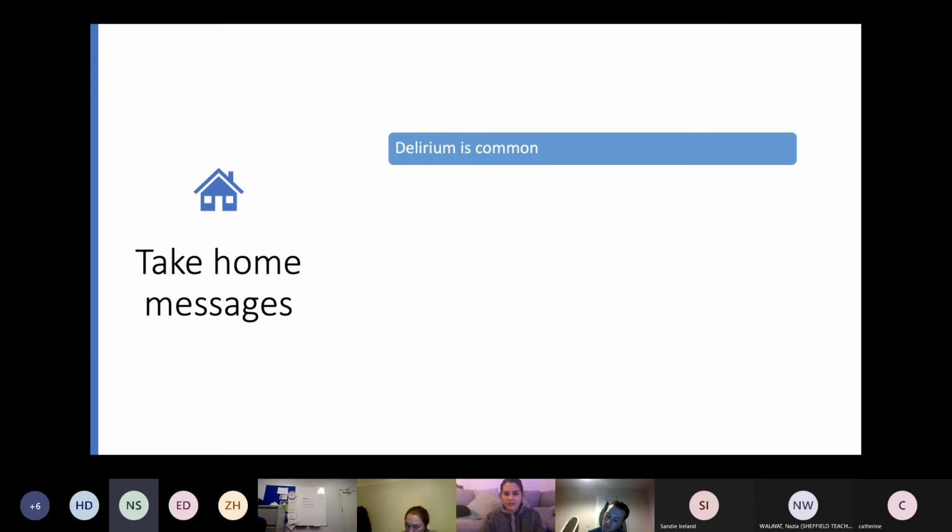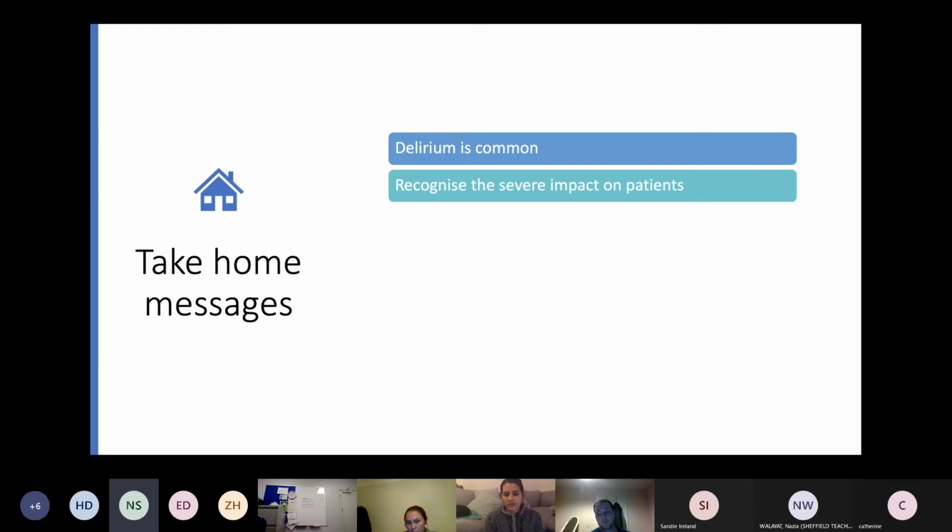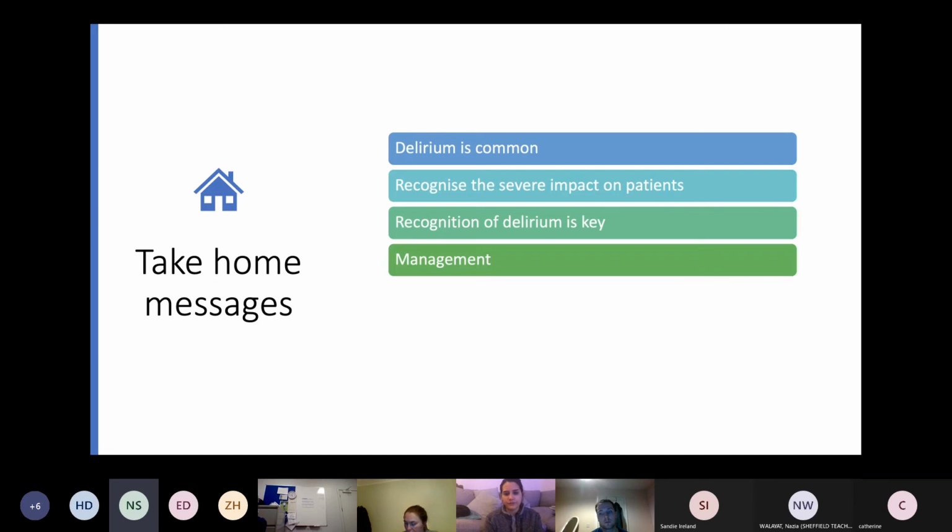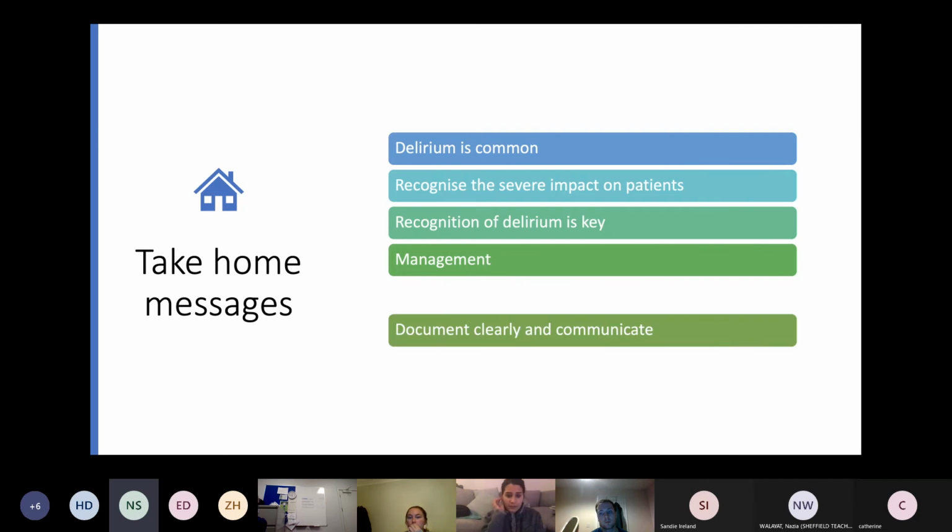So then probably take home messages from today is that delirium is incredibly common. We need to recognise the severe impact it has on our patients and try and reduce those complications as best we can while they're in hospital. Recognition is really key, and making sure that we diagnose it as delirium. Management of delirium, I've just put management because it's just such a big topic, but prevention is probably one of the main things, and then managing the complications.